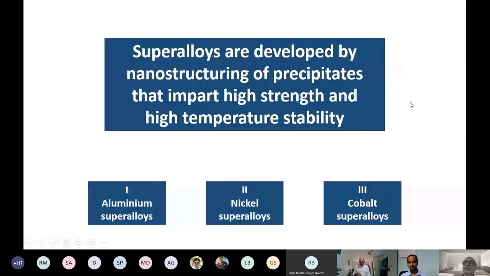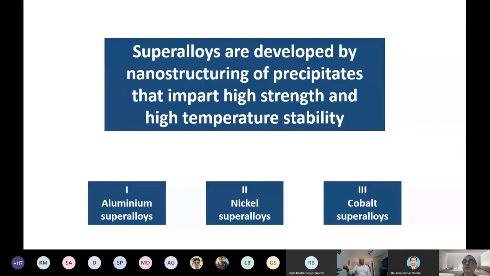We know that superalloys are developed by nanostructuring of precipitates that impart high strength and high temperature stability. The high temperature stability is very important. There are many alloys which give high strength, but they are not stable at high temperature, so they cannot be used for any long period of time at high temperature. Now, the most important superalloys were nickel-based superalloys, which we all know. In the last 15 years, we have also seen the rise of cobalt superalloys.